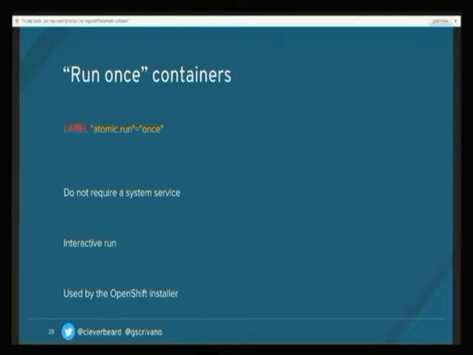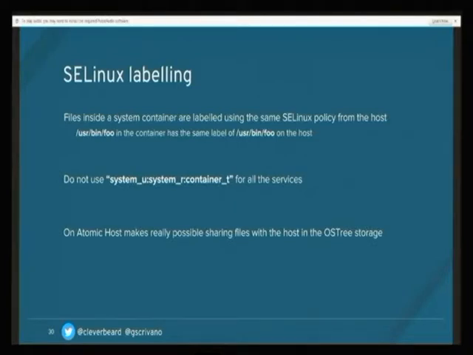And for doing this, we added a label, atomic run, that if you set it to once, atomic install will not try to install the service and any other file. It will just run the container interactively, and you will get the output directly to where you are calling the process without going through a service. We also changed the way we label the files inside of a system container. For files inside of a system container, we use the same label that a file would have if it was installed directly to the host.